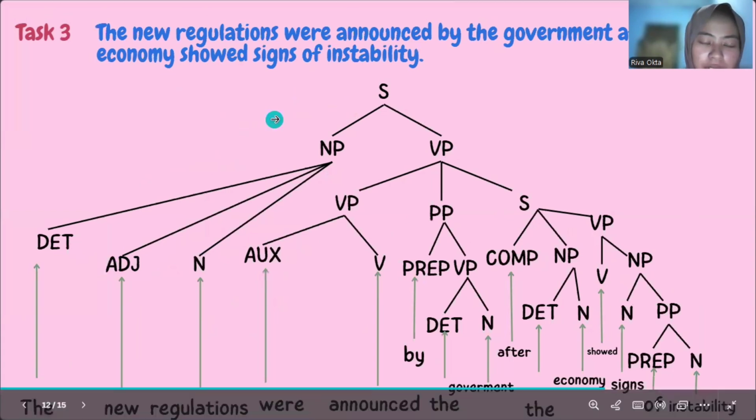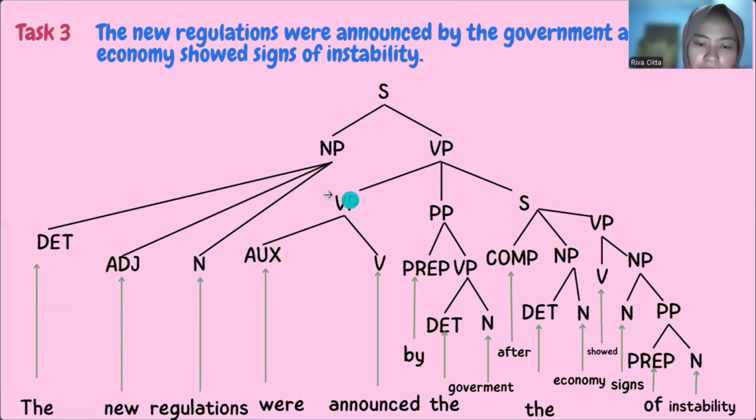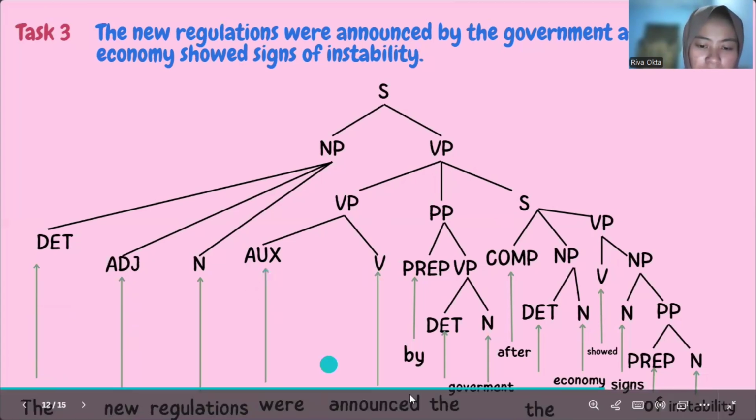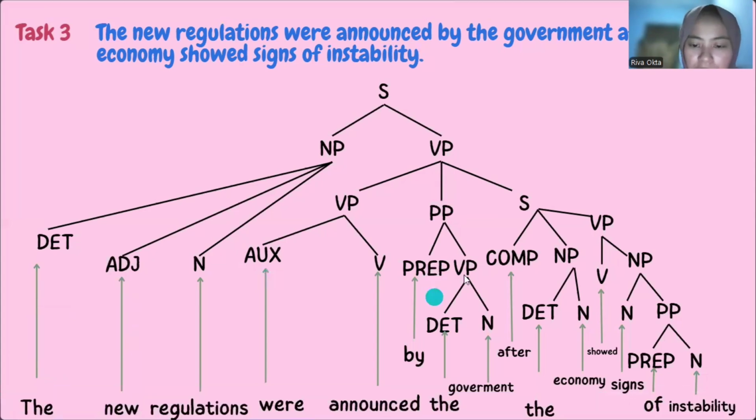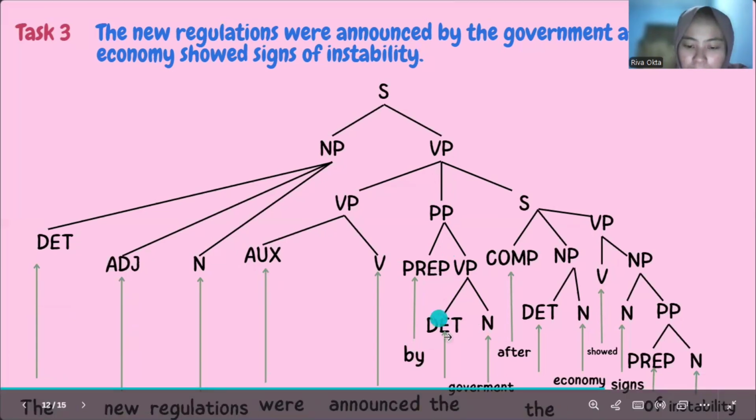From this sentence, "the" is a determiner, "new" is an adjective, "regulation" is a noun, and the verb phrase is divided into verb phrase, prepositional phrase, and subject. The verb phrase is divided into auxiliary verb and verb. "Was" is an auxiliary verb, "announced" is a verb, and the prepositional phrase is divided into preposition and noun phrase. The noun phrase is divided into determiner and noun. From this sentence, "by" is a preposition, "the" is a determiner, and "government" is a noun.